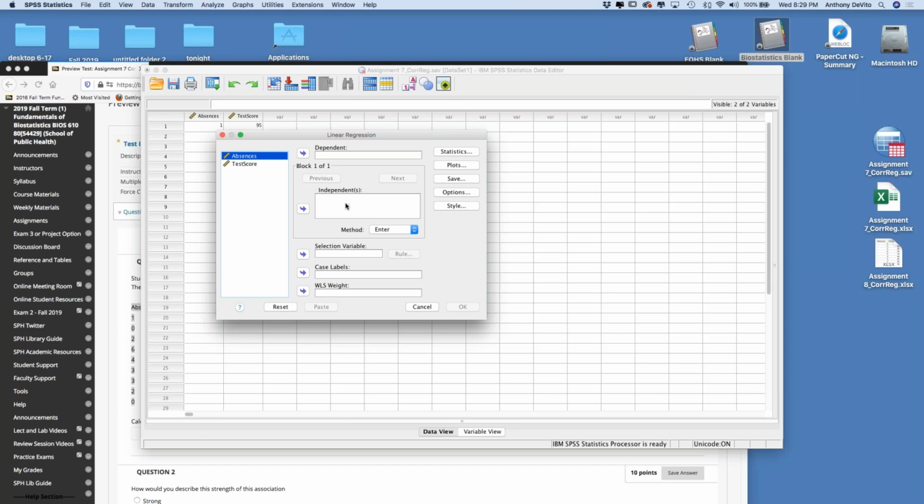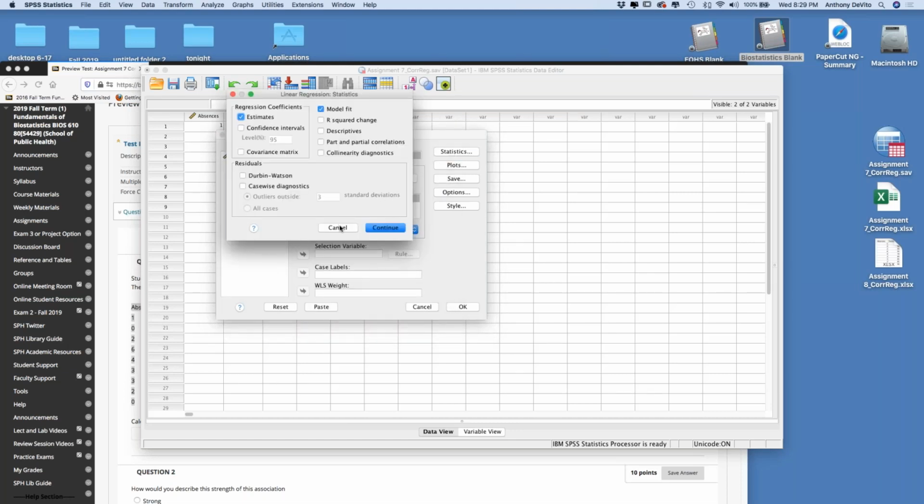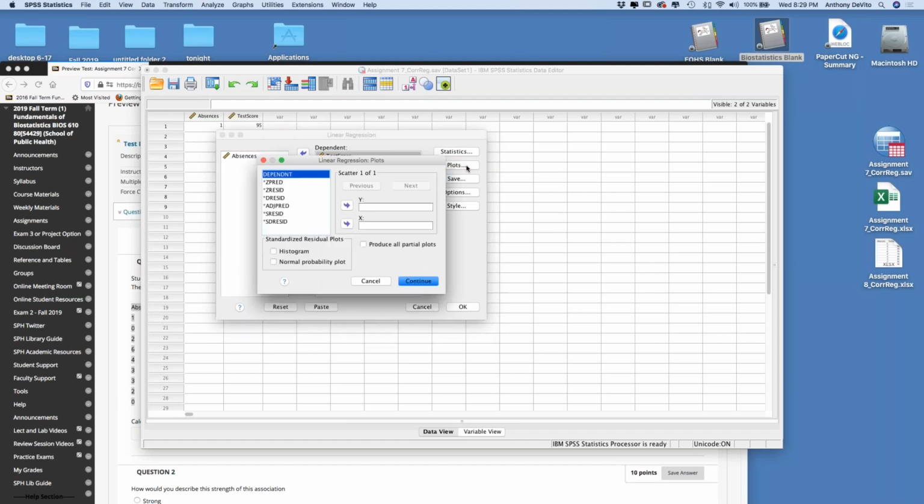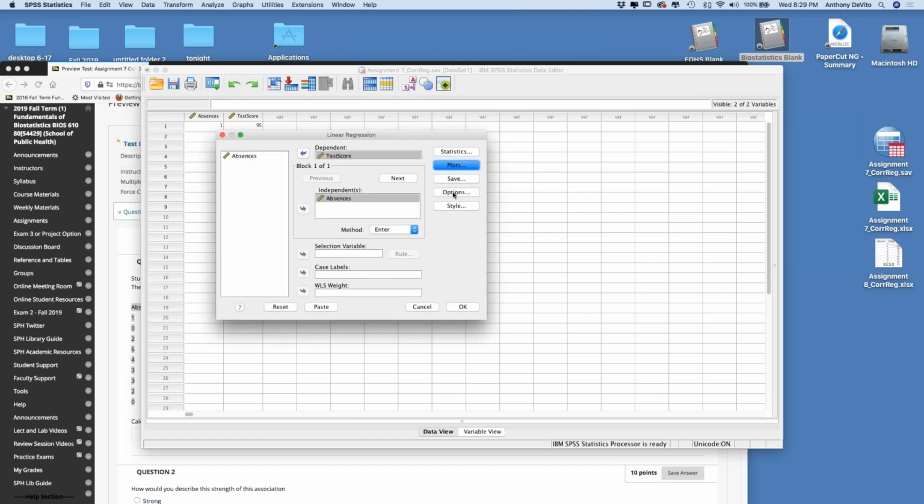So which one goes into the independent variable box? Get those fingers typing for me, please. Which one of these two variables is the independent variable? Absences, right, great, perfect. Okay, so that's the independent variable. So that makes the other variable, the test score, the dependent variable. Now you have a lot of options for statistics and stuff like that, but for the most part, for our purposes right now, I basically have what I need. There are other things we can go back and look at as well. So I'm going to click OK.